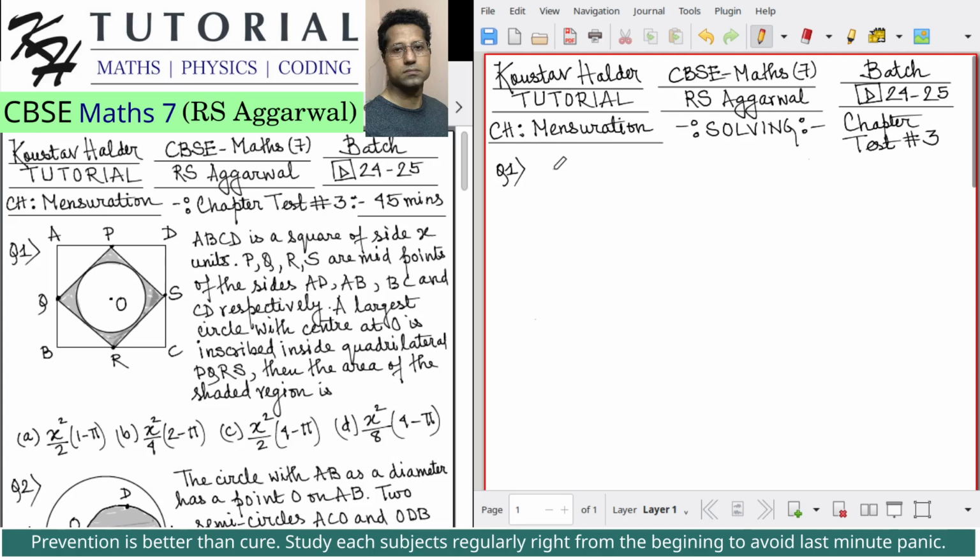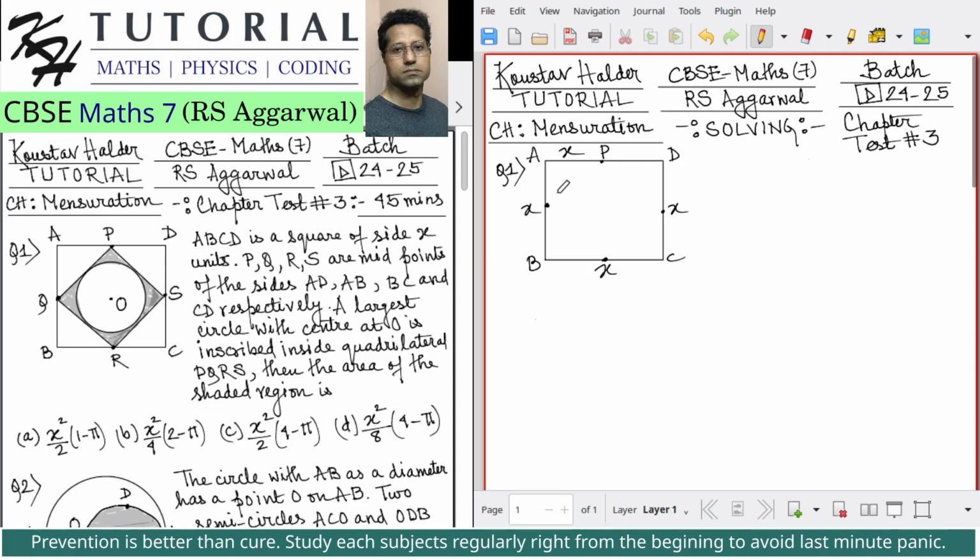Okay. So we have a square. This is the square ABCD, whose length of each side is x. Now when we join the midpoints of all the sides of a square, we also get a square. So the quadrilateral PQRS is also a square.